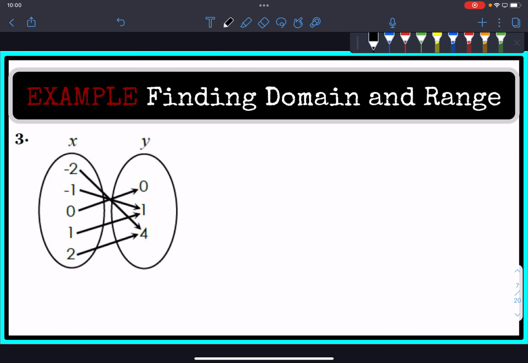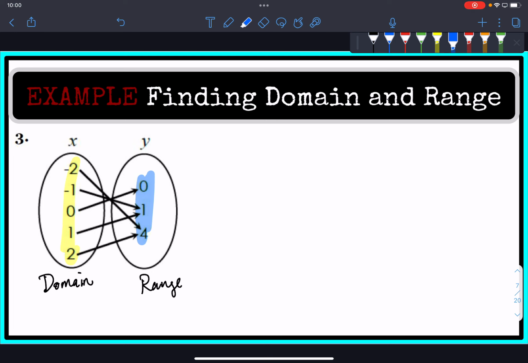And this one is a lot easier because it's already labeling the x values and the y values in a mapping. So this is my domain, these 5 numbers highlighted here in yellow, and the range is all the y values highlighted in blue.